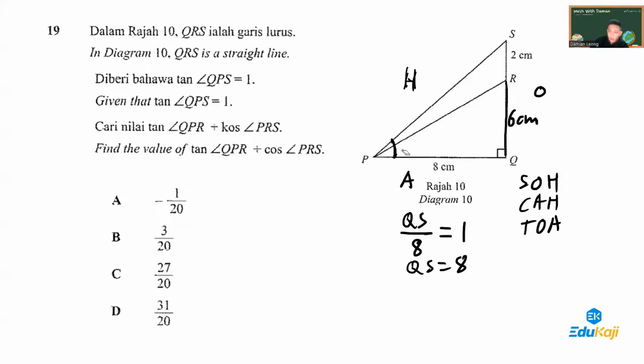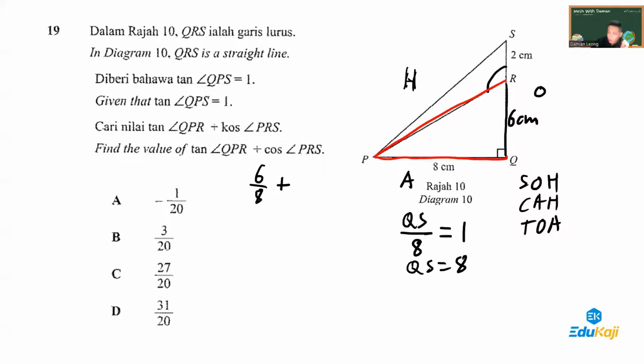So tangent angle QPR, the tangent of this angle, would be opposite over adjacent, 6 over 8. Then I plus cos PRS. Cos angle PRS is this angle. But now, I cannot use this triangle, because I can only use a right angle triangle for SOHCAHTOA. But what I can do is use back this PQR triangle.